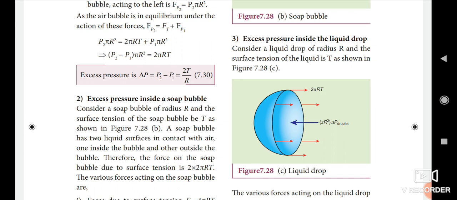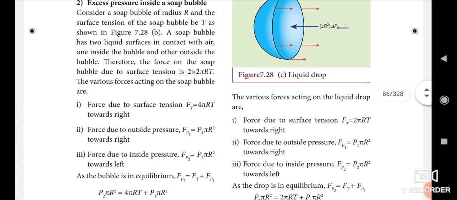Here also see figure 7.28. Consider the liquid drop having the radius R, and it also has some surface tension, so that only it is spherical in shape. That surface tension is taken as capital T. Here also the various forces acting on the liquid drop: first, the force due to surface tension; next, the force due to outside pressure Fp1; third, the force due to inside pressure Fp2.